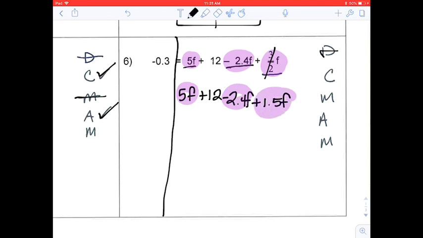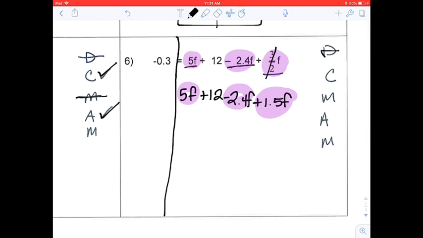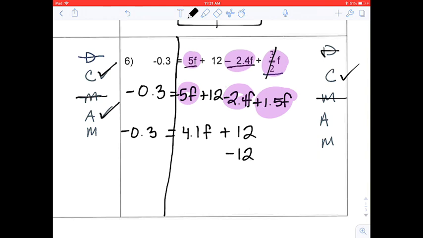Okay, I might need my calculator for this, so you can go ahead and get yours out as well. -2.4 plus 1.5 plus 5. Let's see. I see that I have 4.1 f plus 12, and it equals -0.3. So there's my combining like terms. I do not need to move any variables. I do need to do some adding and subtracting, so -12 on both sides.